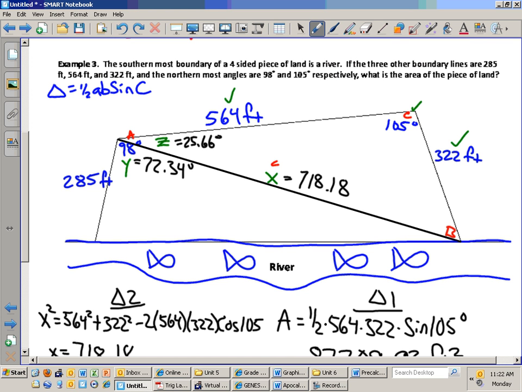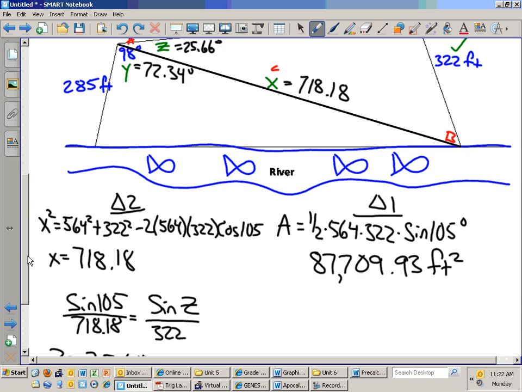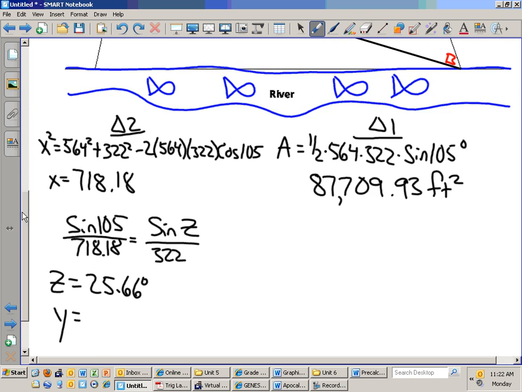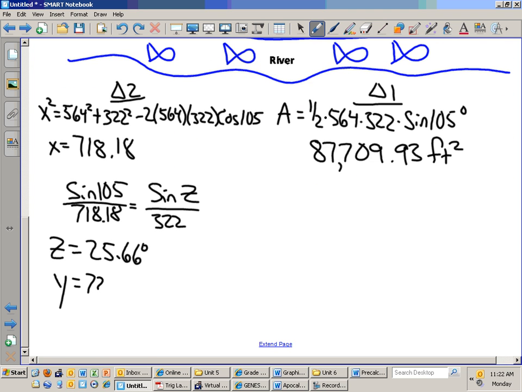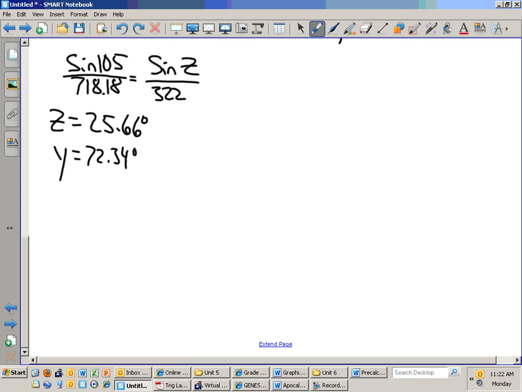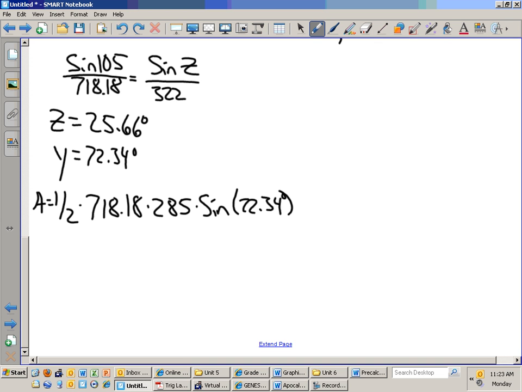Do we now have enough information to find the area of the second triangle? Yes, I do have enough information. What I do is I take 1/2. So area equals 1/2 times the two sides, 718.18 times, what's our other side? 285. Times the sine of the included angle. And the included angle is 72.34 degrees.